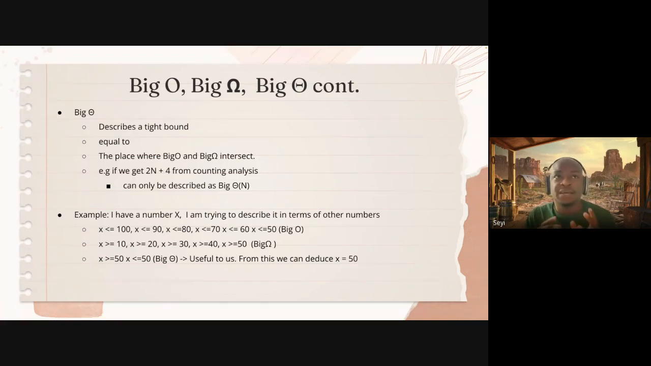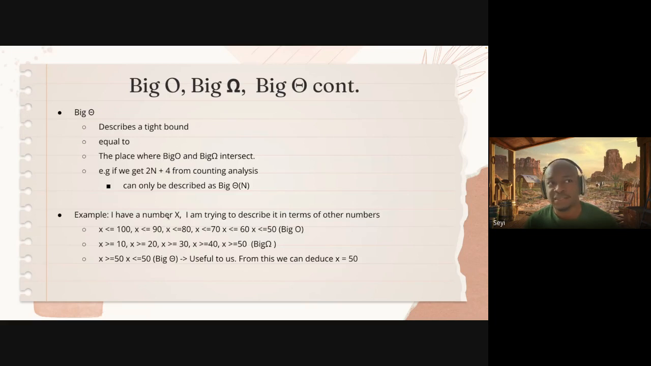Now, big theta describes the tight bound. This is where big O and big omega intersect. And that is the exact thing we are looking for. And that is what people confuse with big O in interviews. So I will explain with a concrete example.